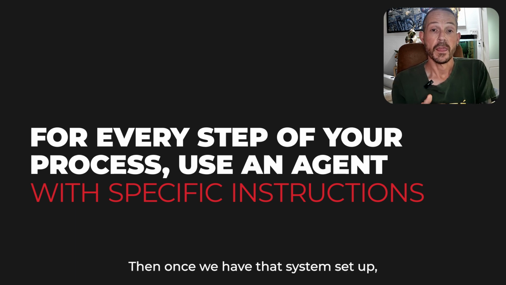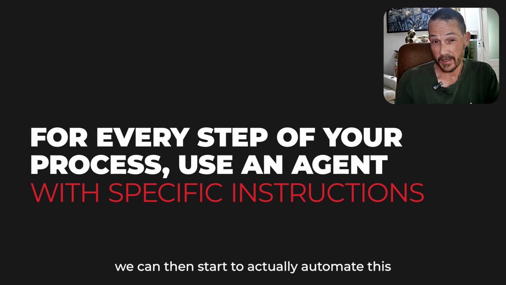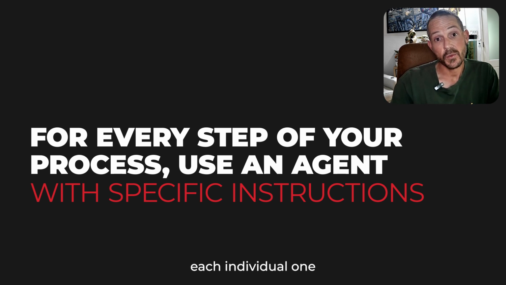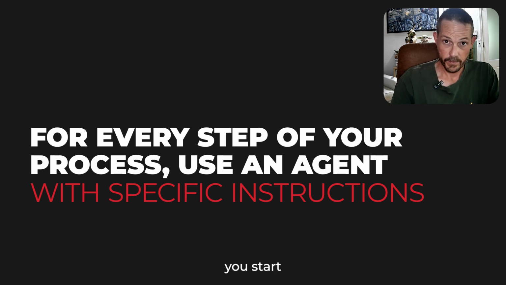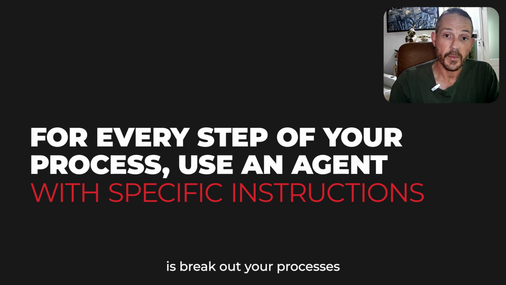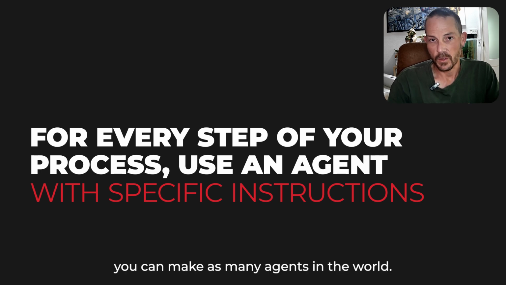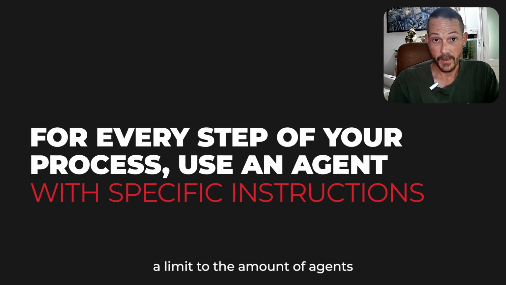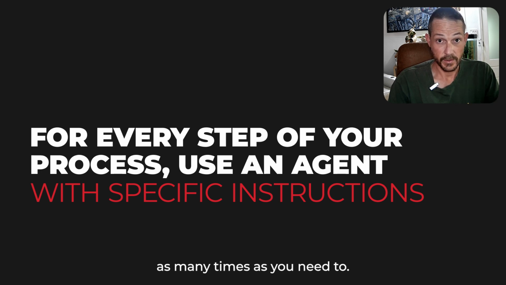Then, once we have that system set up, we can start to actually automate this a little bit using agentic processes, and you start breaking out each individual step into an individual agent. And from there, you start pulling levers and pushing buttons. All you need to do is break out your processes into individual pieces, and then you can make as many agents as you want. There's no limit to this. You can make as many as you need, as many times as you need to.